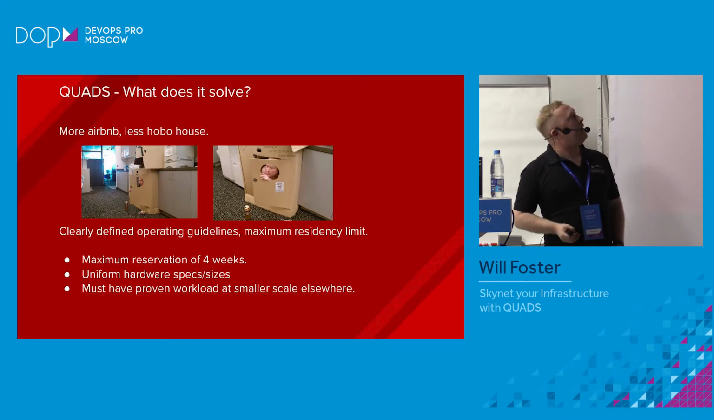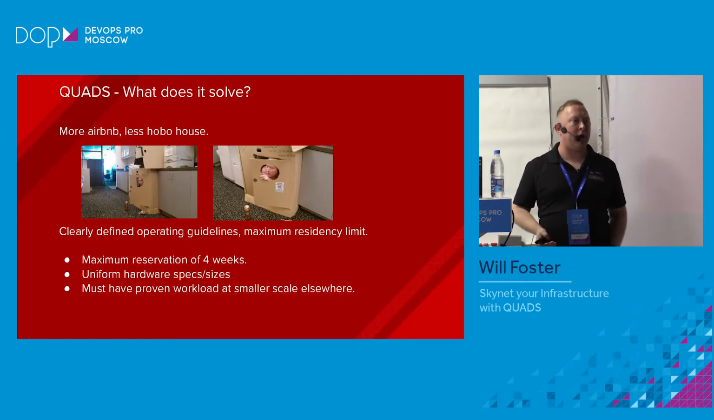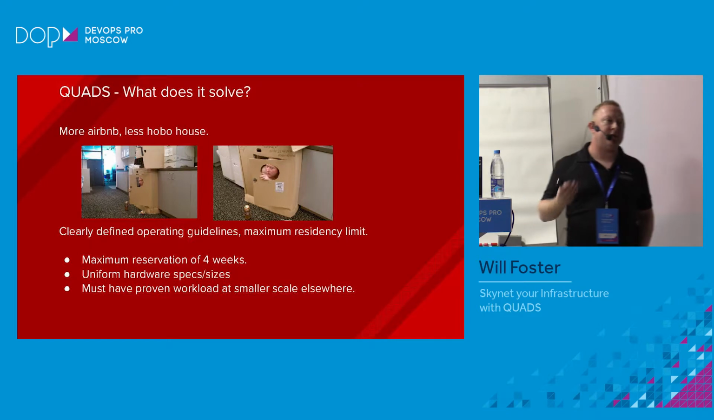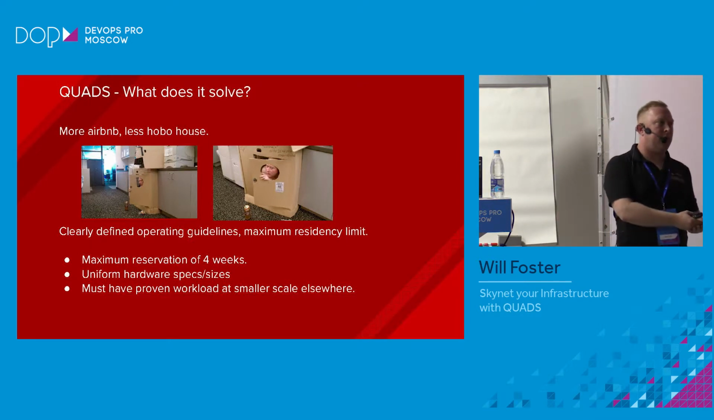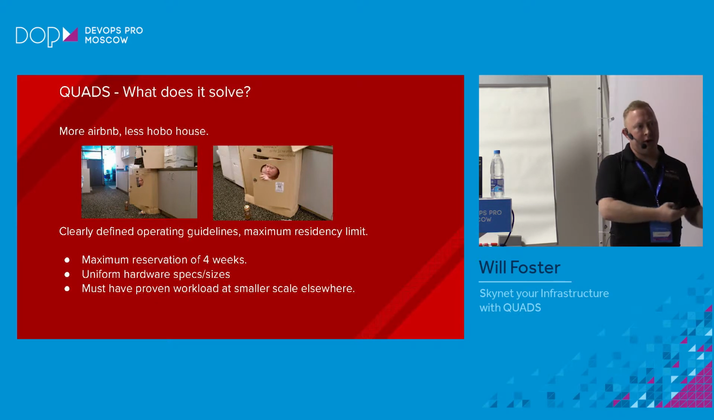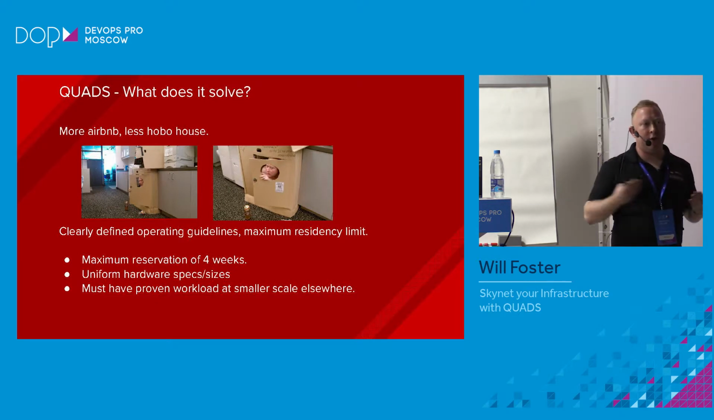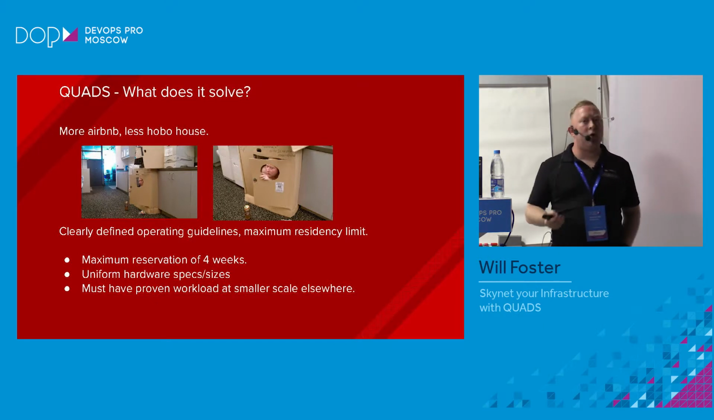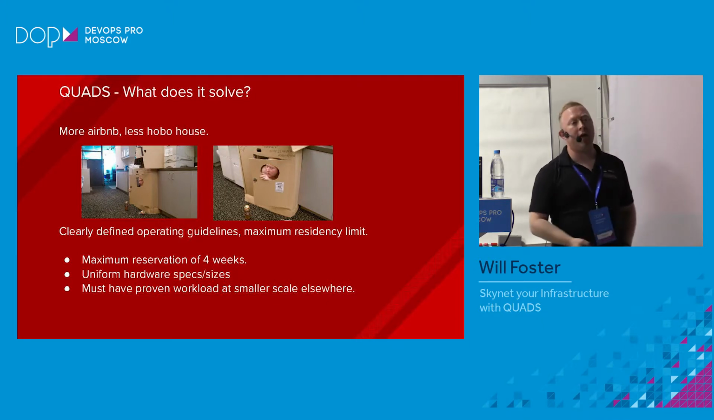Another thing that we want to solve, we want to be more like Airbnb and less like a hobo house. So Airbnb has very clearly defined guidelines. You generally get what you see, not all the time, but it's generally there. They have strict requirements. You can only have an Airbnb for 4 weeks at a time, no longer. And for the most part, things are uniform. You would expect that the place is livable. You would expect that it's a little more cozy than, say, a hotel room. Maybe not all the time, but most of the time. So we want to be more like Airbnb with our bare metal environments and less like a hobo house where anything goes. There's more uniformity there.